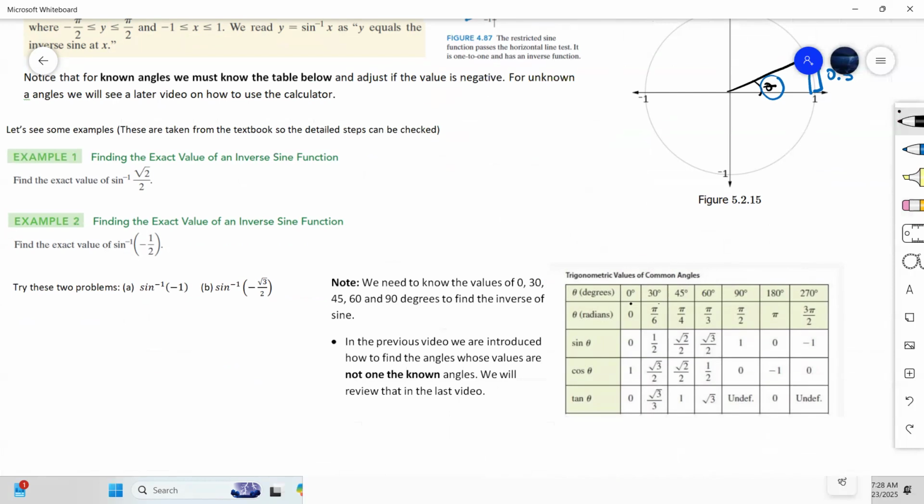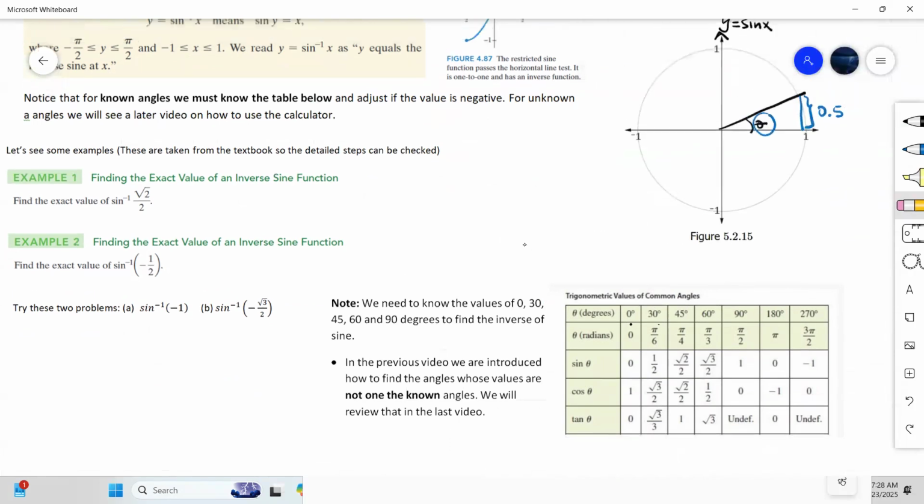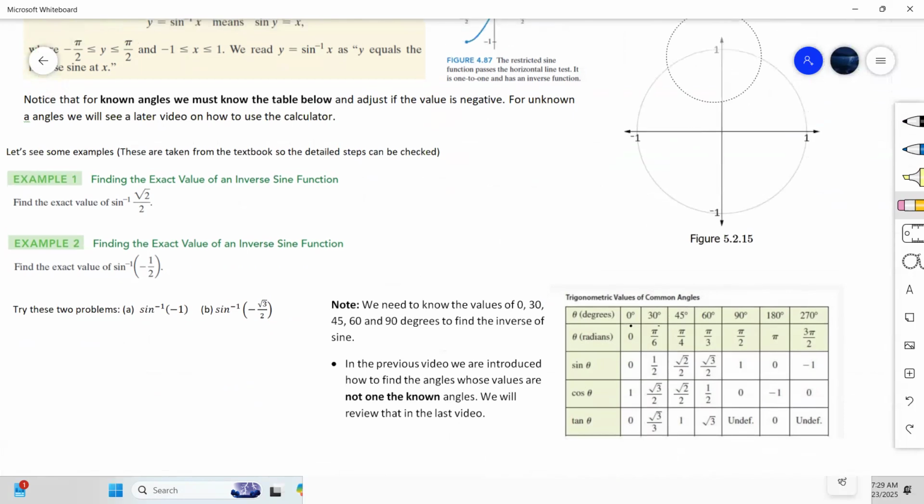And in the case of sine that we're going to do right now, we have to adjust for the domain, right up here, from positive 90 degrees to negative 90 degrees. Okay, so let's take a look.